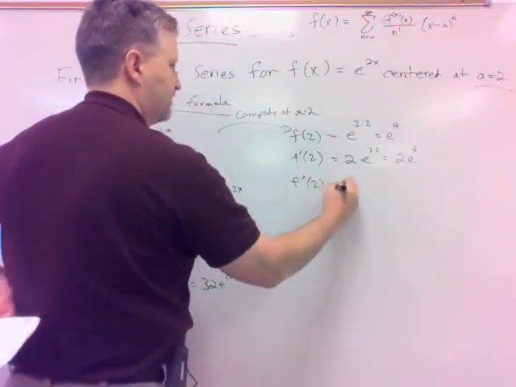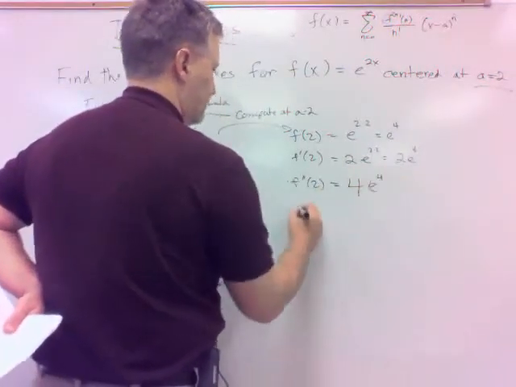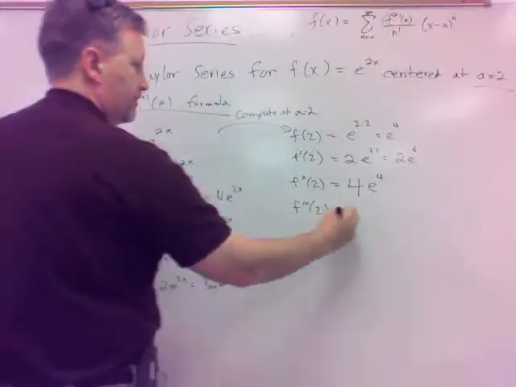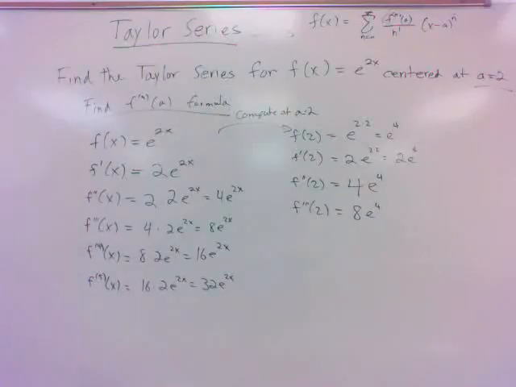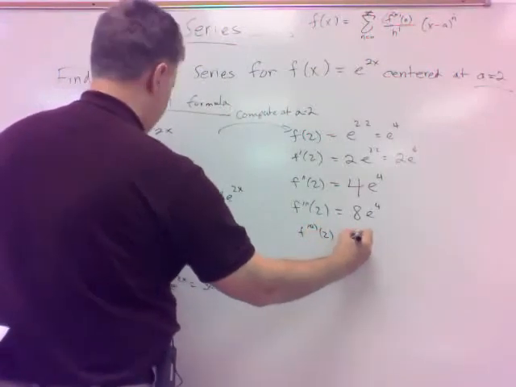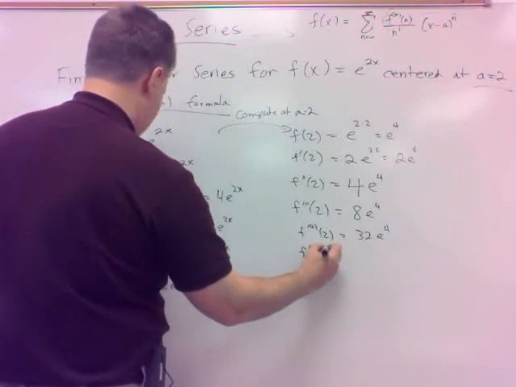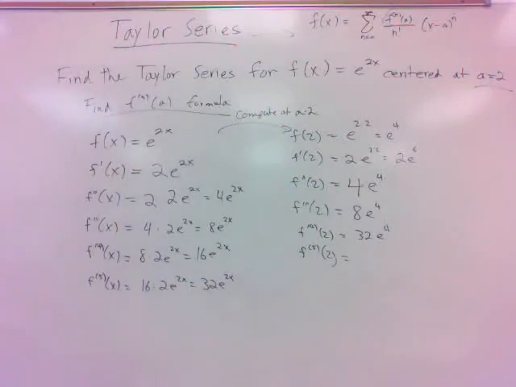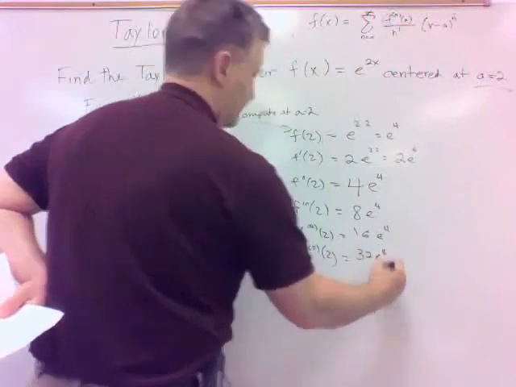All right, second derivative is 4e to the 4. Third derivative at 2 would be 8e to the 4. Really, all that's changing is the number in front. Fourth derivative at 2 is... did I do the fifth derivative? Oh, I see what I did. Fourth derivative is 16e to the 4, and the fifth derivative is 32e to the 4. Okay?